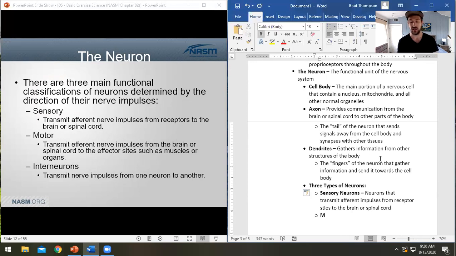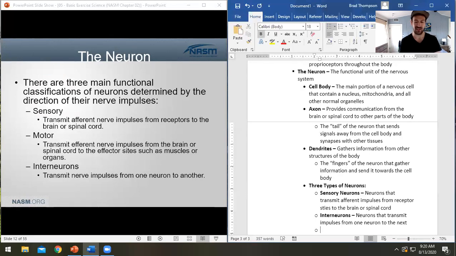Then you got motor neurons. I'm actually going to do this in a slightly different order. We're going to do interneurons second. Interneurons, which are neurons that transmit impulses from one neuron to the next, right?